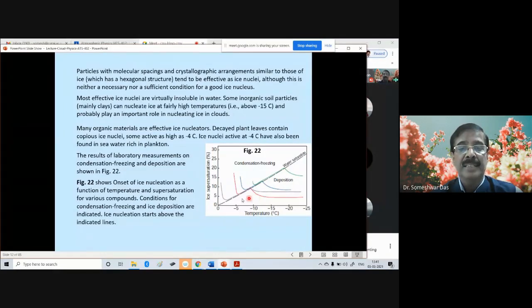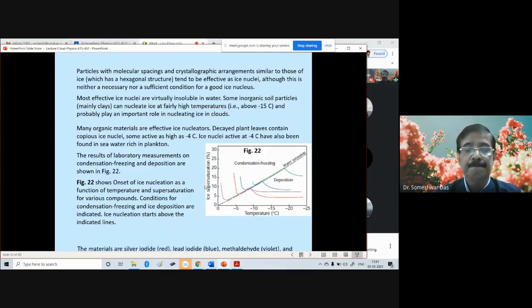The onset of ice nucleation as a function of temperature and supersaturation for various compounds. Conditions for condensation freezing and ice deposition are indicated. Ice nucleation starts above the indicated line. Okay, this is the indicated line, so above this line the ice nucleation starts.